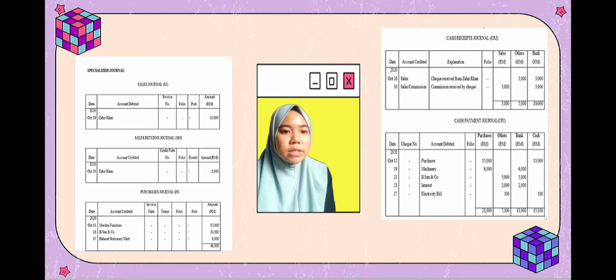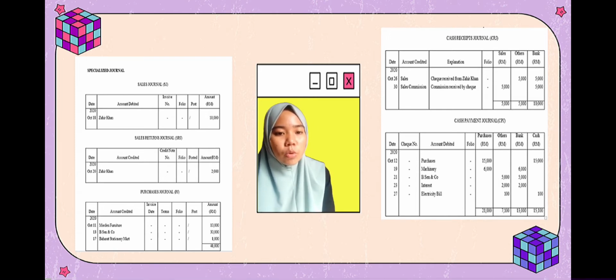Next, for the cash payment journal, account debit on 12 October purchases is 15,000, cash also 15,000. On 19 October, machinery purchases 600, also bank 600. On 21 October, B and Sin Co, others 500, and from bank is also 500. On 23 October, interest from others 200 and bank also 200.